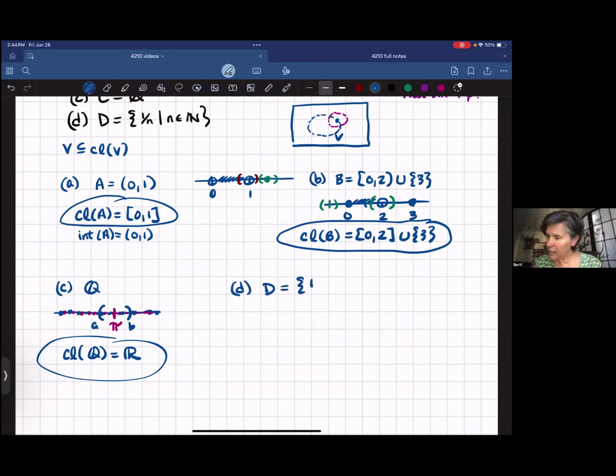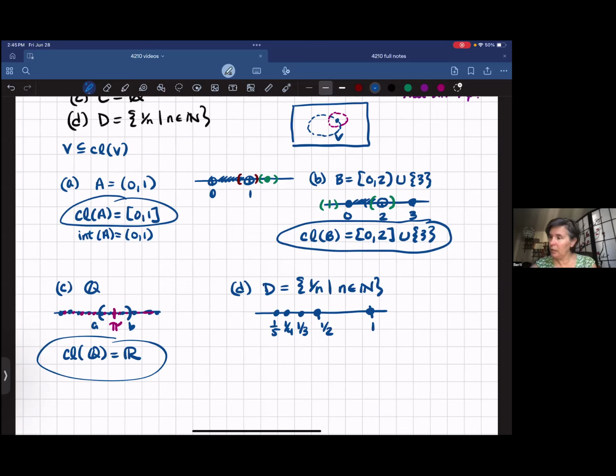D is the set of 1 over n such that n is a natural number. So D looks like 1, 1/2, 1/3, 1/4, 1/5, and so on. Okay, so the closure of D definitely has to contain all of these points because the closure of a set always contains the points of the set. But the question is, are there any extra points we have to add? Or is the closure of D just equal to D?